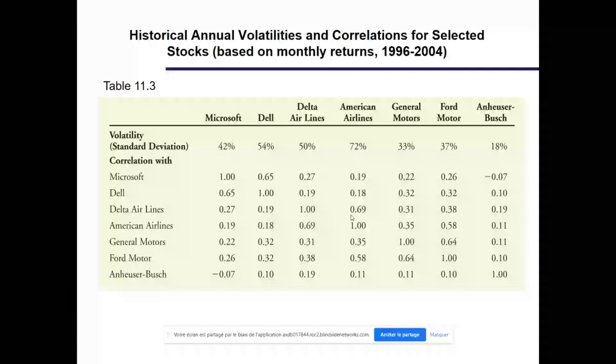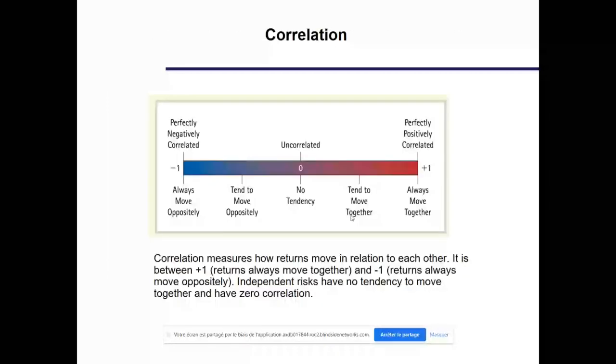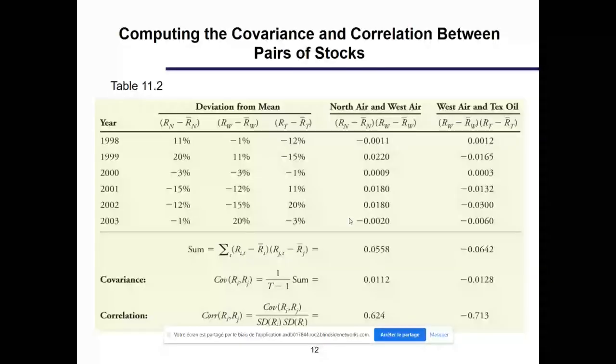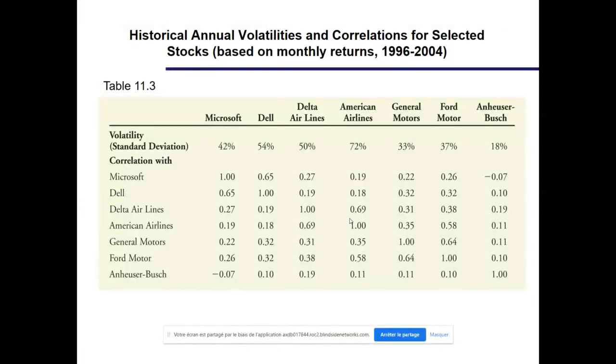After this, we're going to try to work with real data from real companies. Before, it was a somewhat hypothetical company's stock returns. Now let's go to Microsoft, Dell, Delta Airlines, American Airlines, General Motors, Ford Motor, and Anheuser-Busch. These are major stocks in the U.S., part of the S&P 500.